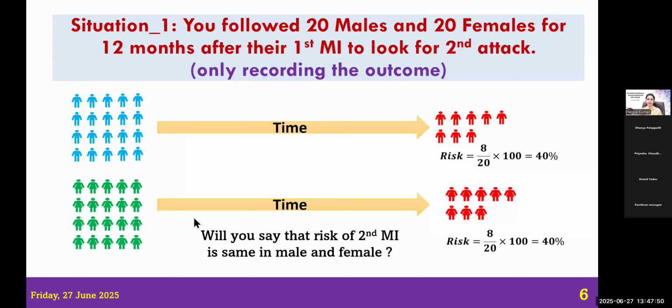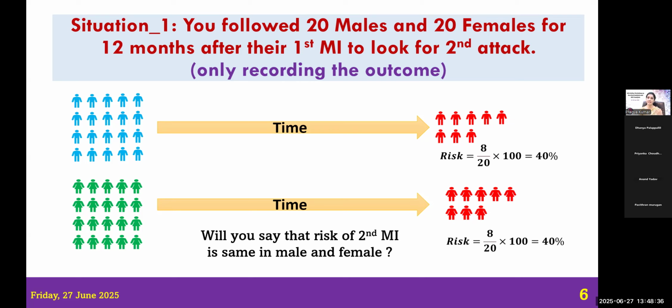Then again, the second is a set of 20 females. Again, after some time period, we have followed them up also. And again, 8 females out of 20 developed the second MI after the first MI. So for both, the endpoint is the development of second MI after the first MI, and we are following them up. Can we say that if I have to calculate the risk, the risk will be the same in both? The risk will be 8 as the number of cases, 20 as the denominator, and we multiply it by 100, saying that the risk of the second MI after the first MI is 40% in both male and female. So can we say that if we are only recording the outcome?